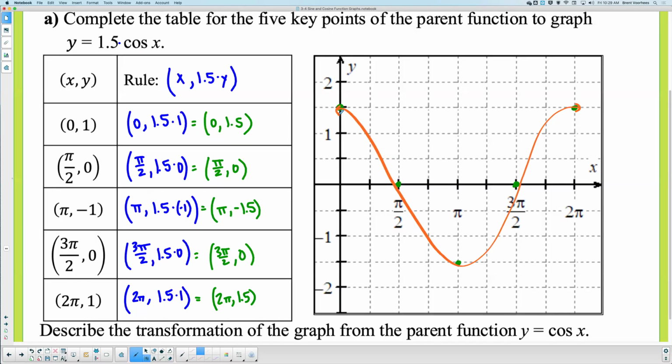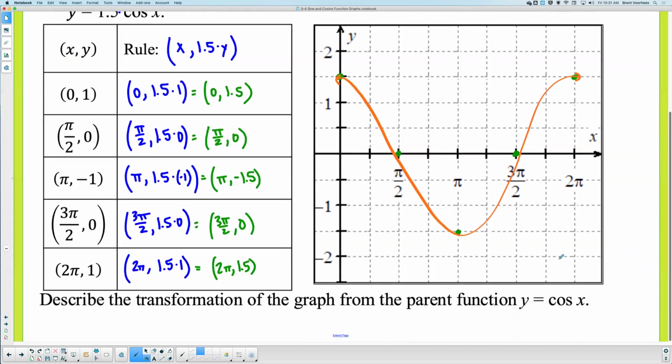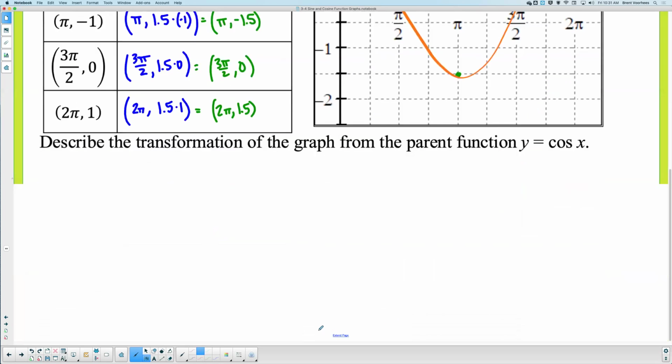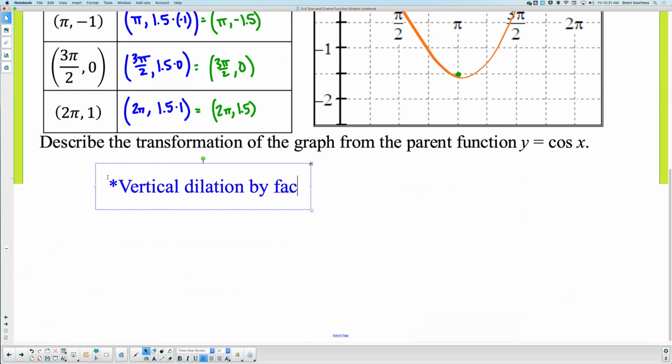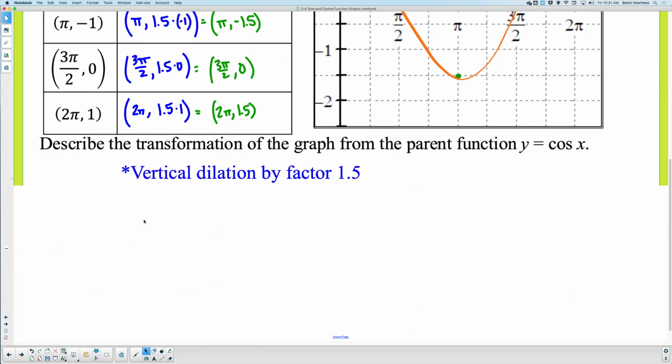All right. What type of transformation occurred this time? What on the rule? What did we do on the rule? Look at my rule. What did I do to the function here? Multiplied y's. Is y vertical or horizontal? Vertical. And when you multiply, is that a translation, dilation, or a reflection? Dilation. So what we would write in here is we had a vertical dilation by factor 1.5. That's the transformation that occurred.